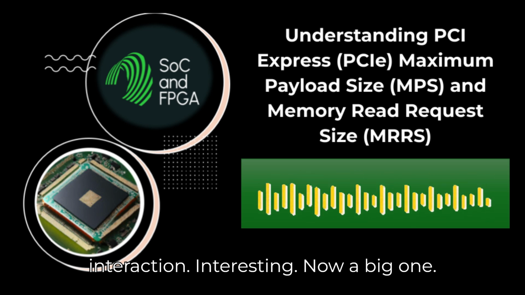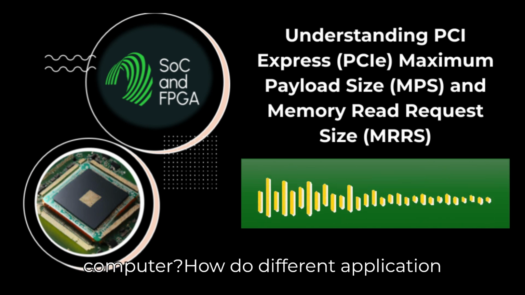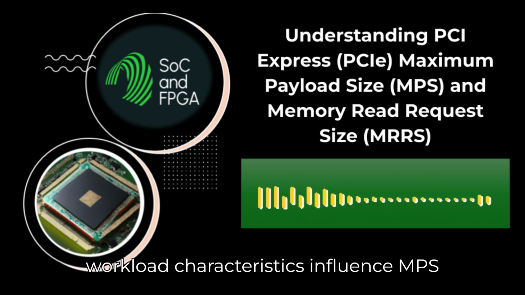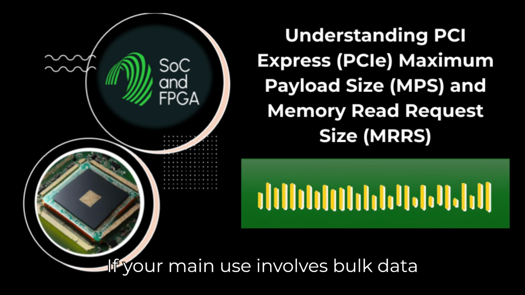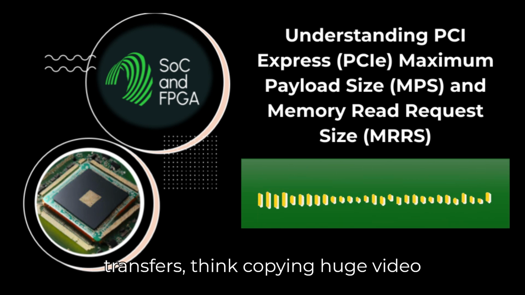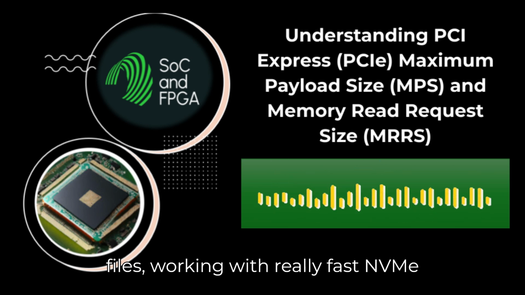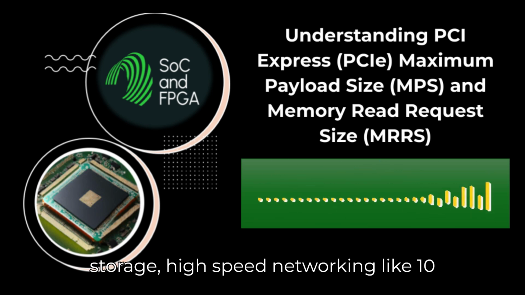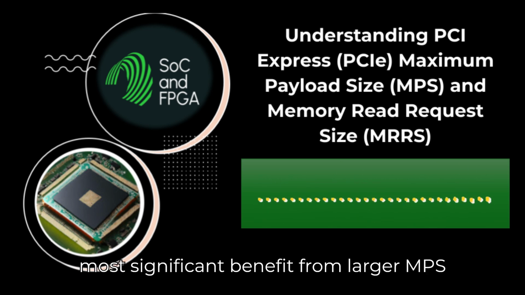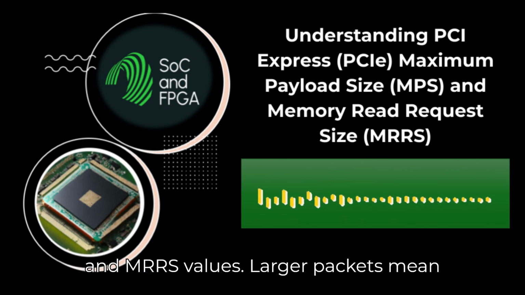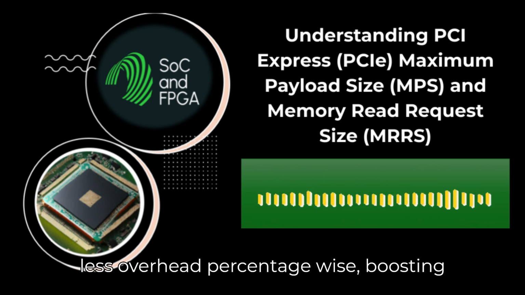Interesting. Now, a big one. What about what I'm actually doing on my computer? How do different application workload characteristics influence MPS and MRRS choices? This is absolutely key. If your main use involves bulk data transfers, think copying huge video files, working with really fast NVMe storage, high-speed networking like 10GE or faster, you'll generally see the most significant benefit from larger MPS and MRRS values. Larger packets mean less overhead percentage-wise, boosting your effective throughput.